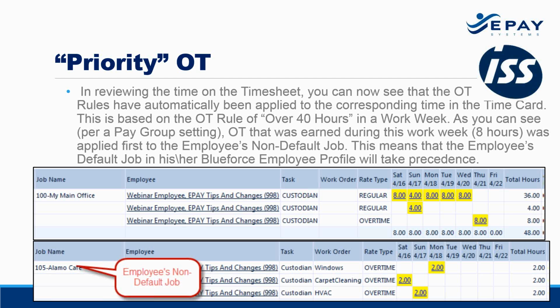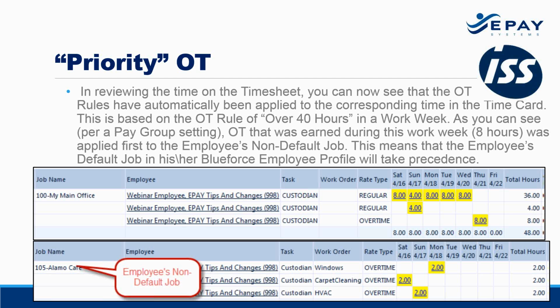based on that priority. You'll also see that the OT rule for over 40 hours in a work week was applied. And you can see that for the pay group setting, the OT that was earned during that work week, those 8 hours that he worked on the extra job, was applied first to that employee's non-default job, like we wanted it to. That means that the employee's default job in his or her Blueforce profile will then take the precedence.